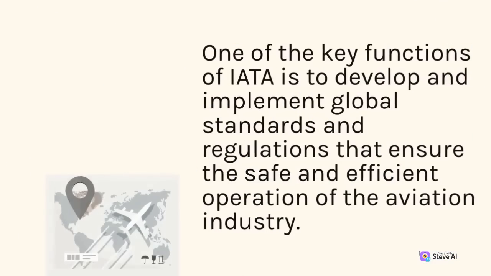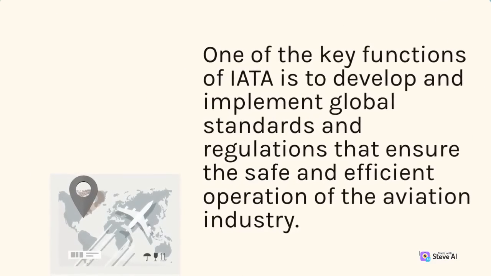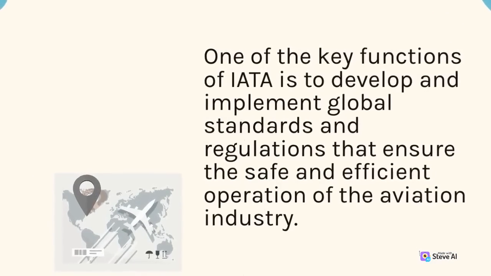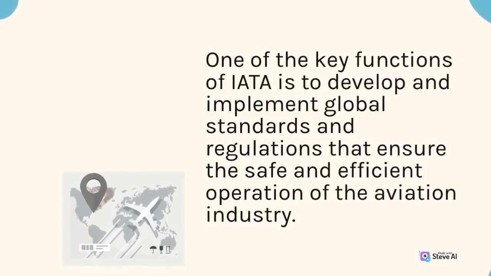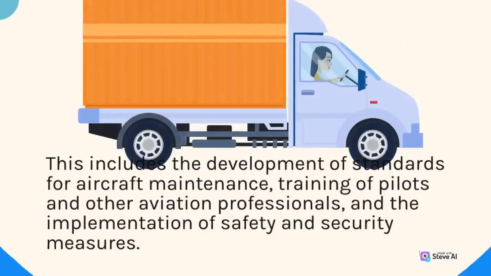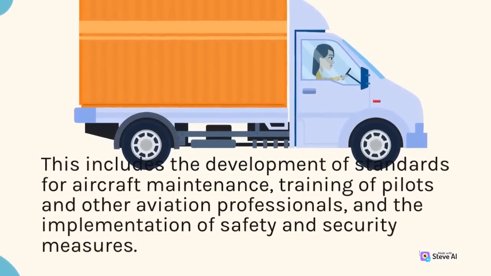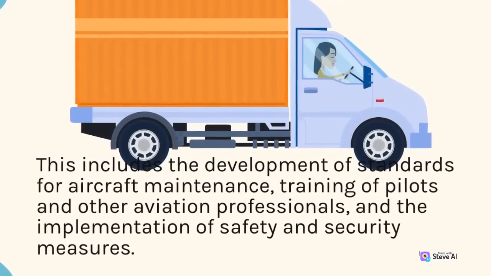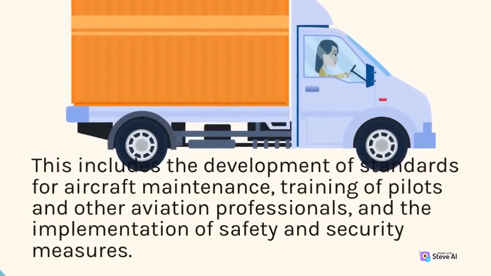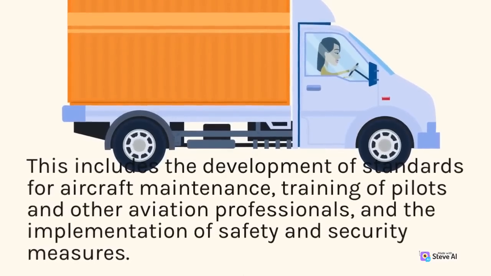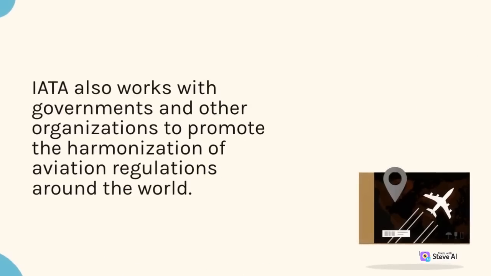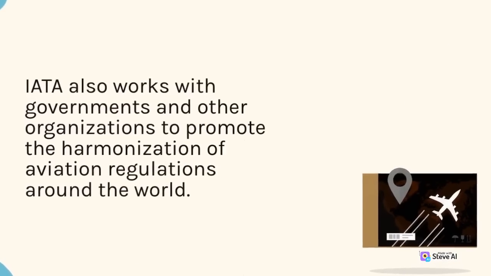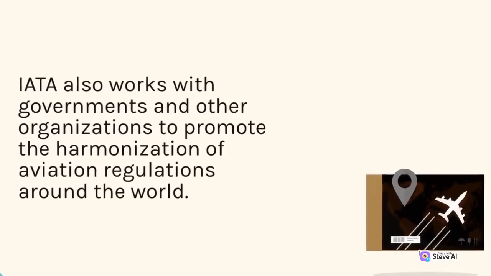One of the key functions of IATA is to develop and implement global standards and regulations that ensure the safe and efficient operation of the aviation industry. This includes the development of standards for aircraft maintenance, training of pilots and other aviation professionals, and the implementation of safety and security measures. IATA also works with governments and other organizations to promote the harmonization of aviation regulations around the world.